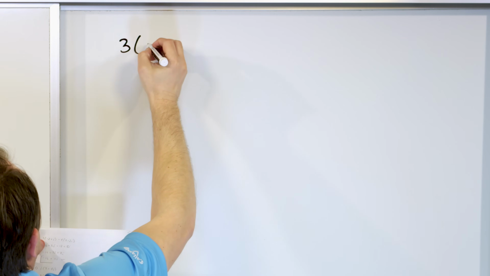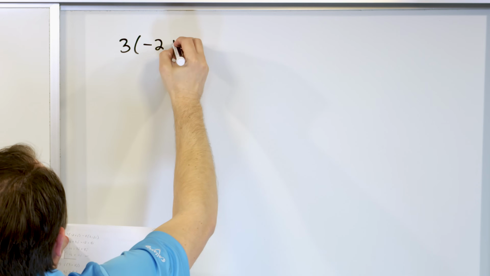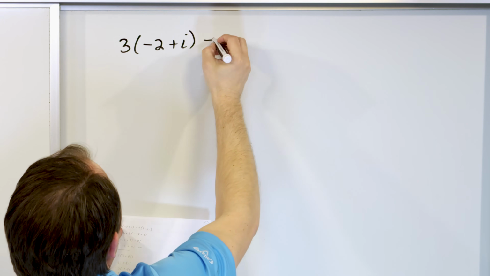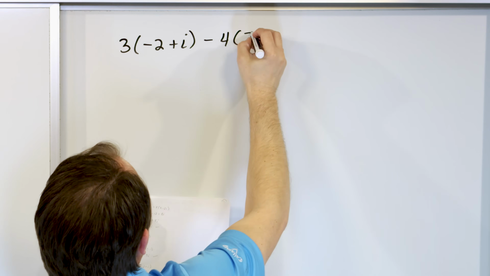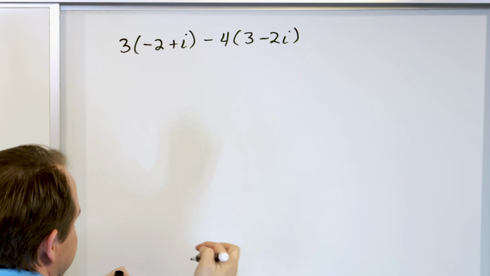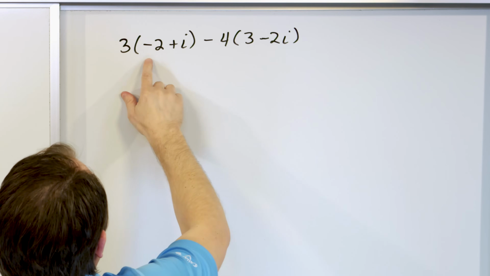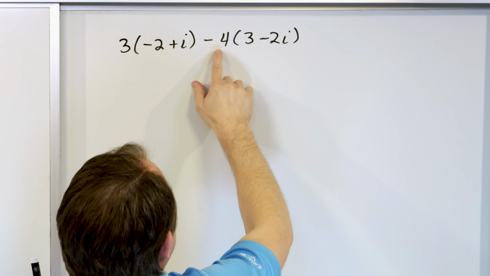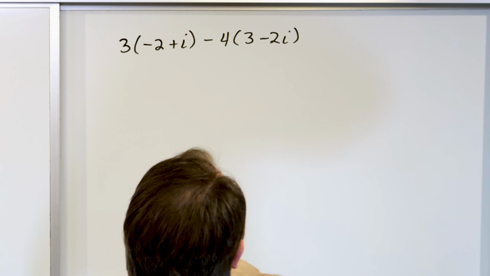Now we change it a little bit and we say, what if we have 3 times the complex number, negative 2 plus i, and then we subtract 4 times the complex number, 3 minus 2i. How would you handle this if this wasn't a complex number? Well, you would distribute the 3 in, you distribute this negative 4 in, and then you collect like terms, and that's all you're going to do here.